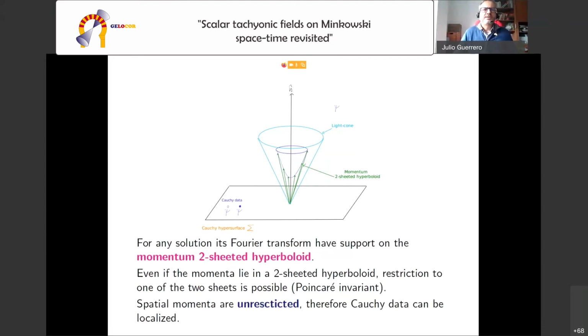The other thing is that if we consider the projection onto the Cauchy hypersurface, or the momenta, they cover the whole hypersurface, so they are not restricted. In the case of the Helmholtz equation, I forgot to mention, the projection of the momentum lies on a disk, so they are compact. In this case, they cover the whole R3 and are unrestricted. So the spatial components of the momentum are unrestricted, and therefore Cauchy data can be localized. So in this case, we can have localized solutions at the Cauchy hypersurface that will evolve in time.